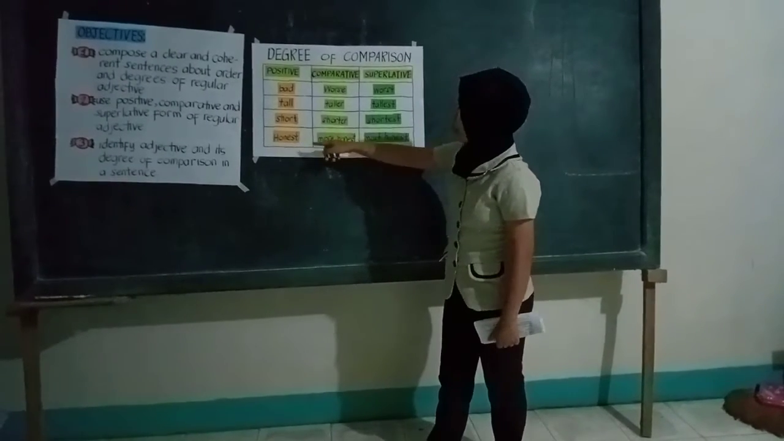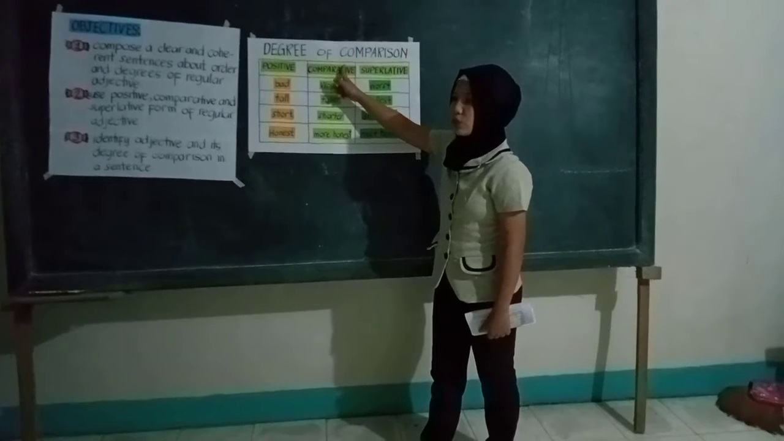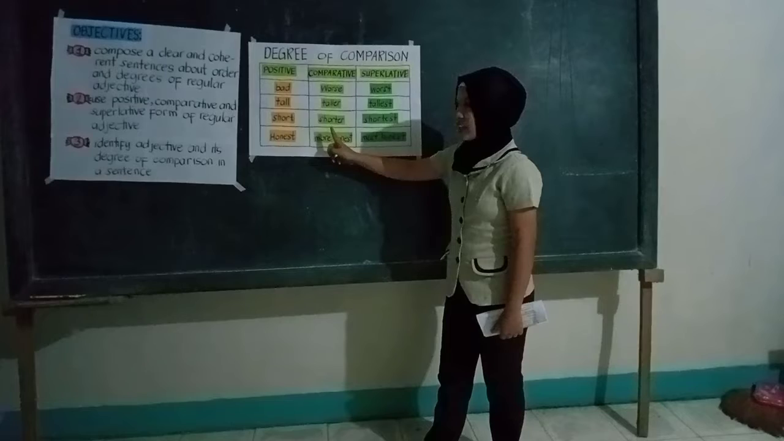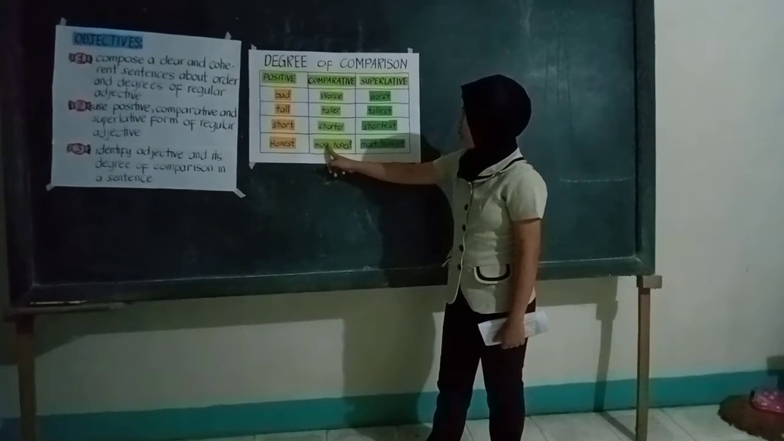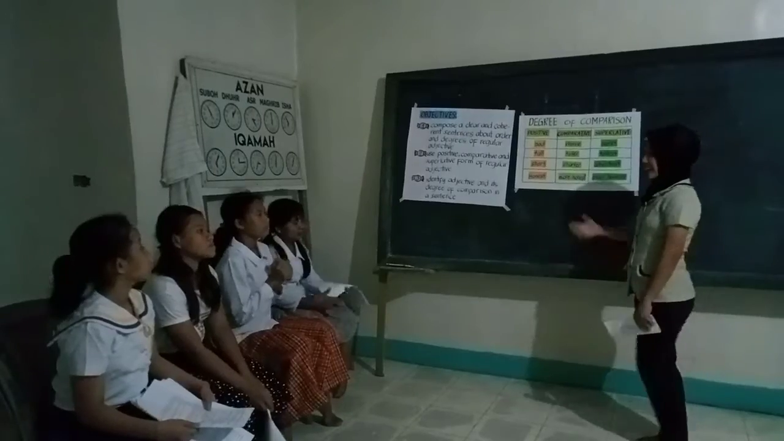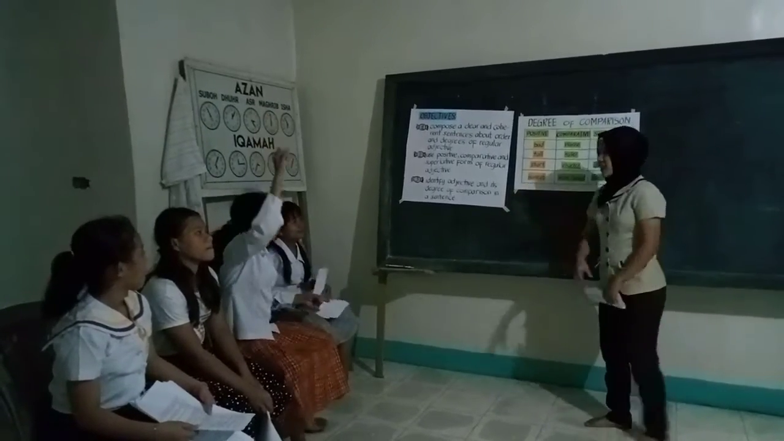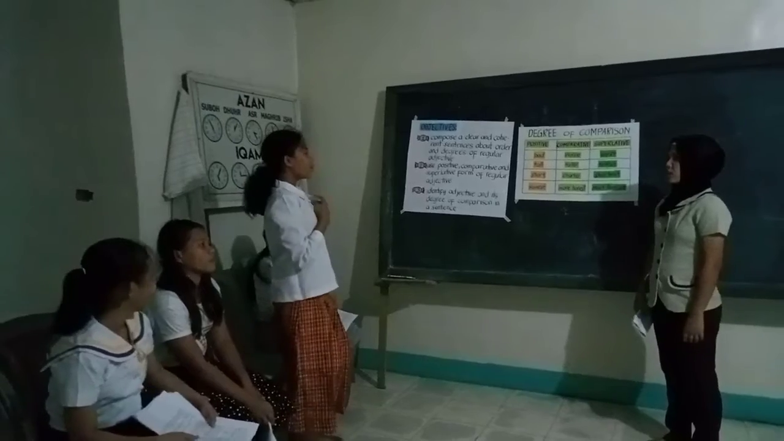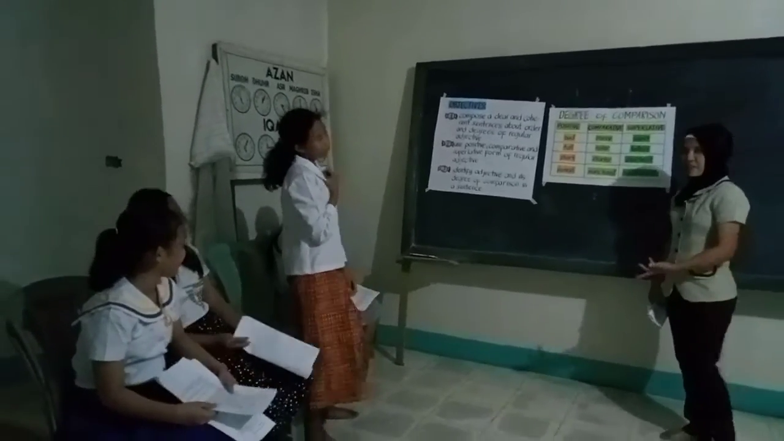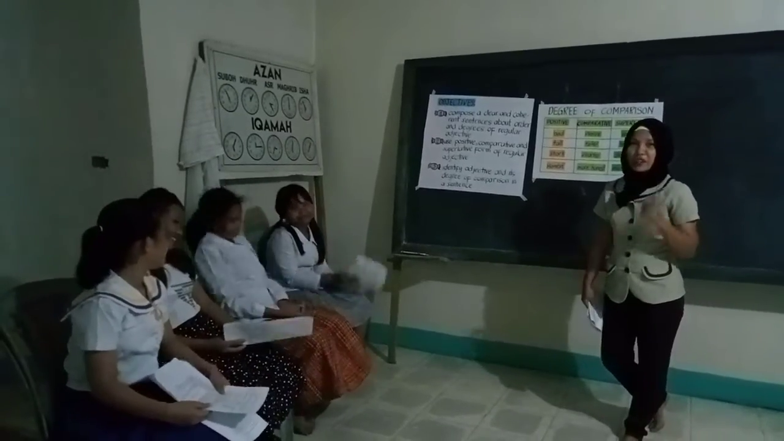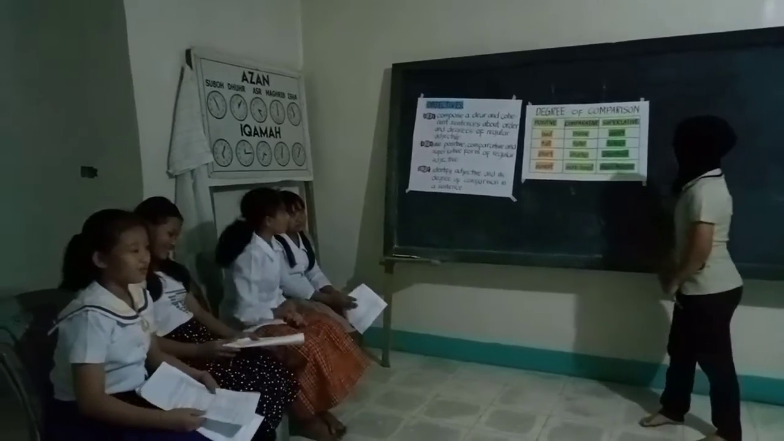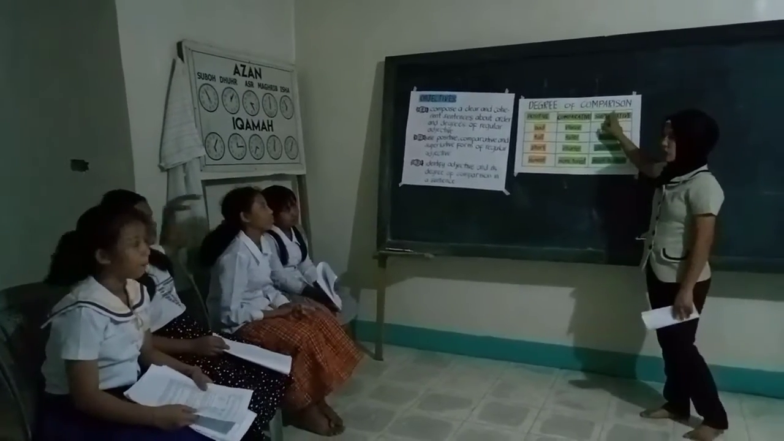So when we want to turn it into comparative degree, we should add first the word more in the beginning of the word. So we have more honest. What else? Yes, Marnie? When we compare two or more persons and things, we use the superlative degree. Okay, very good. So when we compare two or more things or persons, we use the superlative degree of comparison.